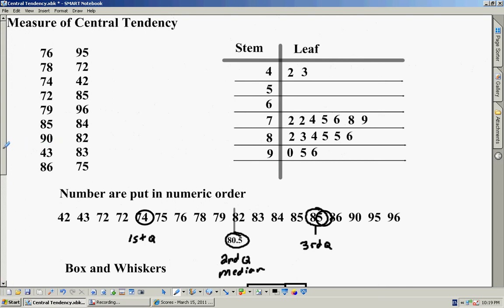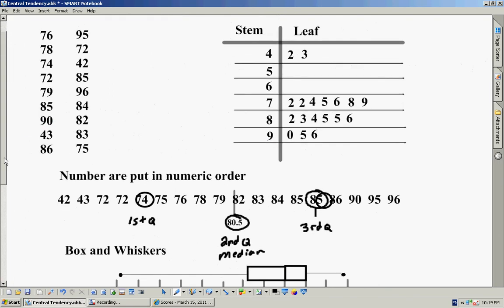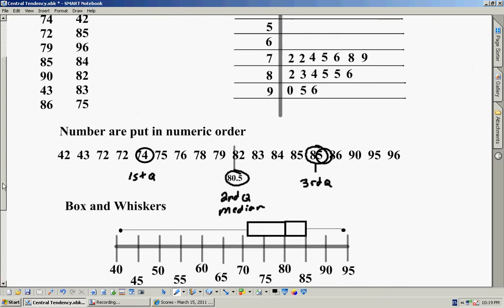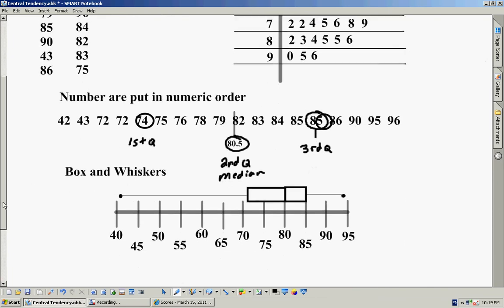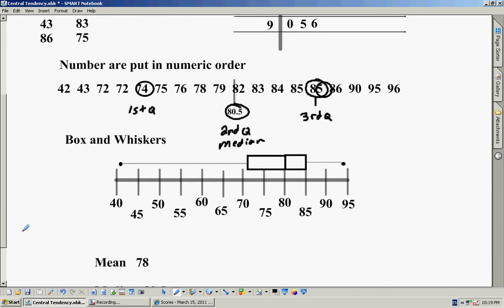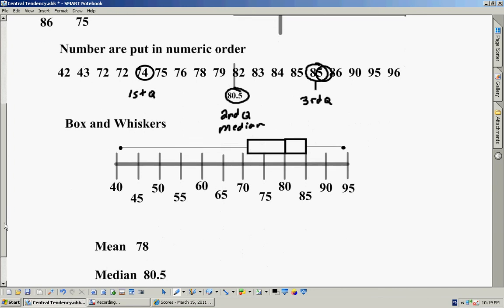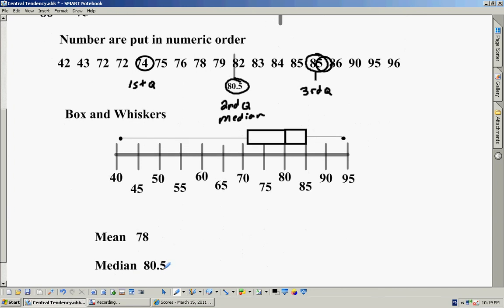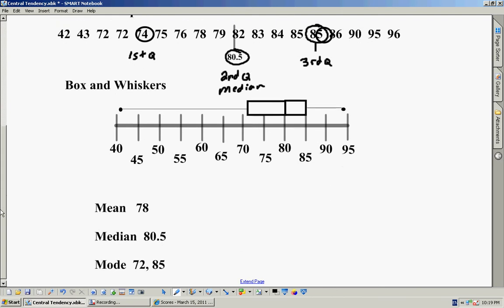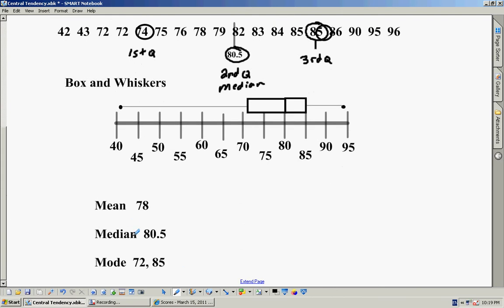Okay. I'm going to assume that you've got some numbers for your mode and for your mean, or your average. Scroll down. The mean is 78. Of course, the median we knew to be 80.5. And what was the mode? There are two of them, 72 and 85.